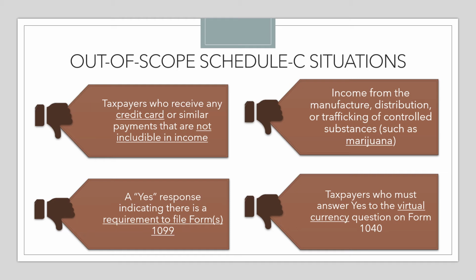And then any income from the manufacture, distribution, or trafficking of a controlled substance. So this is important because in Washington State especially, we do have businesses that sell marijuana, and it's legal within the state, but there are legal issues on a federal level. So for the VITA program, we're staying out of that situation. So that's out of scope for our program. They still need to report that income, but they need to see a paid preparer.